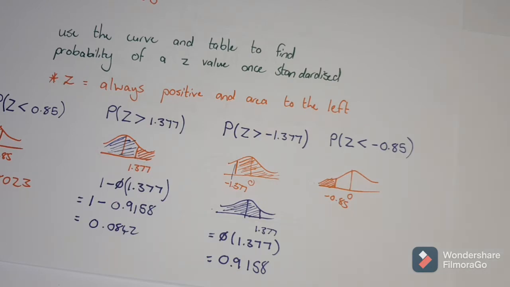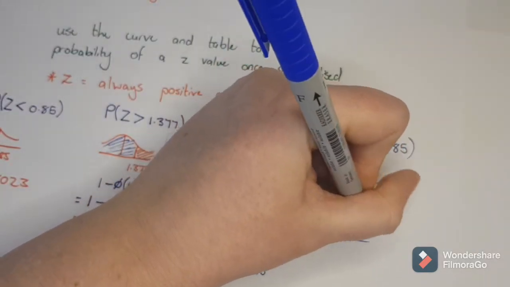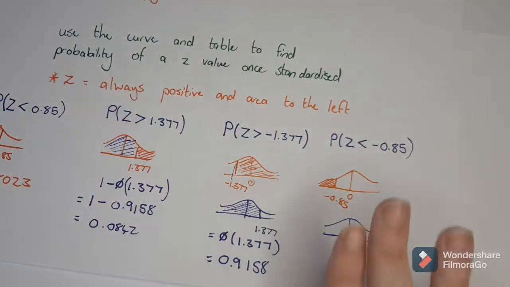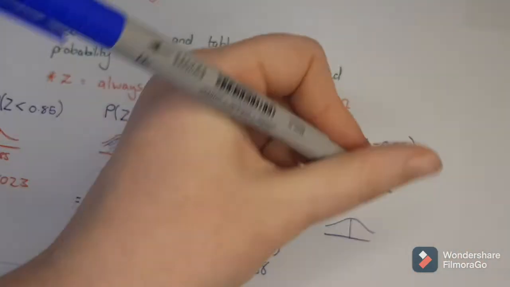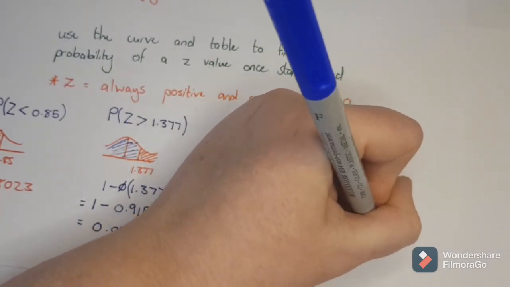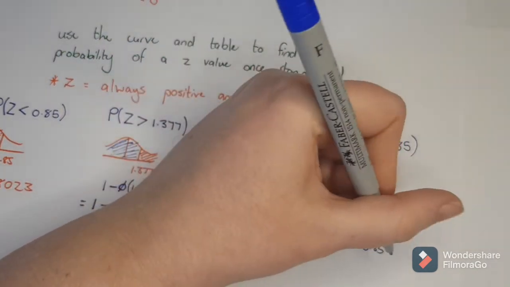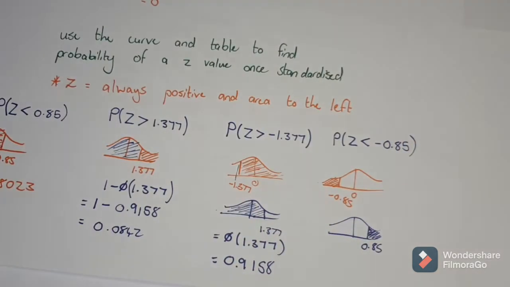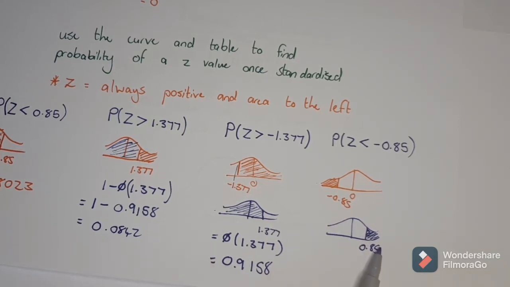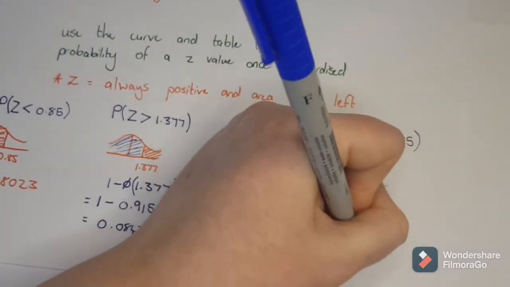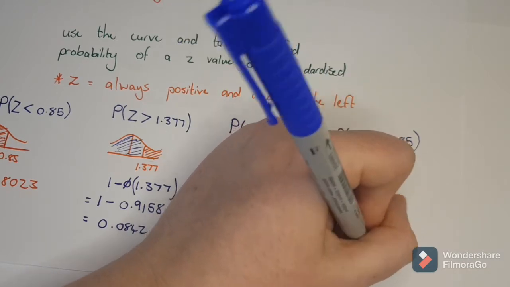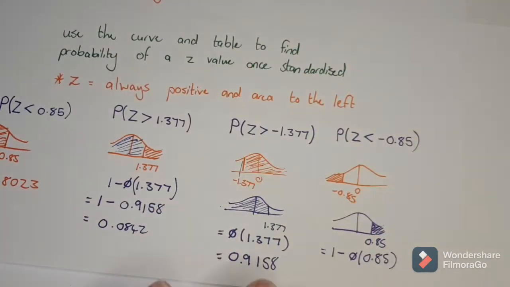So the first thing we want to do is flip the curve. So I'm going to take that and flip it over, which means it's now going to sit on this side. And everything that was there is now going to be over there. Okay, so now I've got a positive number, but now my area is going to the right. So just like I did here, when it's going to the right, I want to say 1 minus everything to the left. So I'm then going to say 1 minus my phi value of 0.85 to look up.